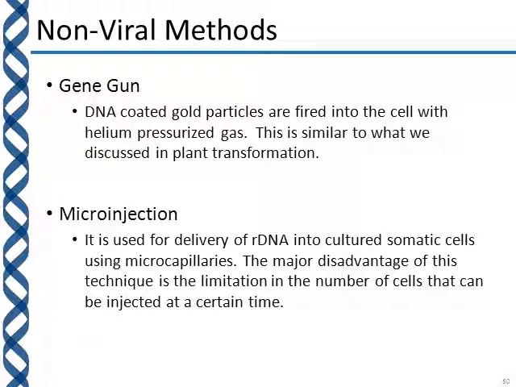Other physical methods include a gene gun. These are DNA-coated gold particles fired into the cell wall with helium pressurized gas. This is similar to what we discussed in plant transformation. Another method is microinjection. This is used for delivery of recombinant DNA into cultured somatic cells using microcapillaries. The major disadvantage of this technique is the limitation in the number of cells that can be injected at a certain time.